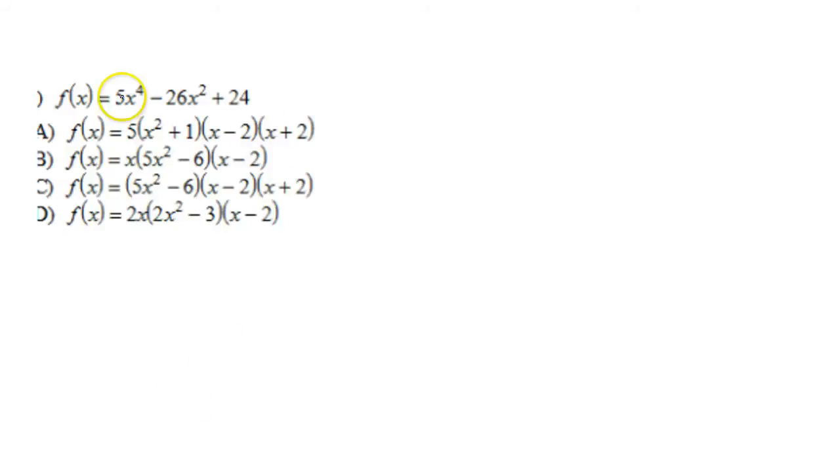In this video, we will be factoring this polynomial. Notice that this is a trinomial, and I have a fourth power, and then I have a squared term, and then I have a constant. This is called quadratic form.